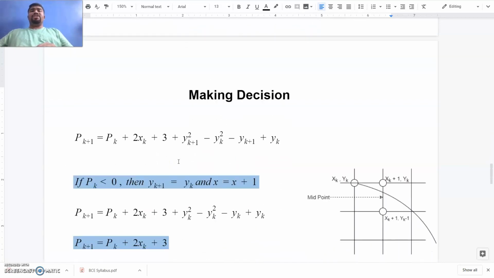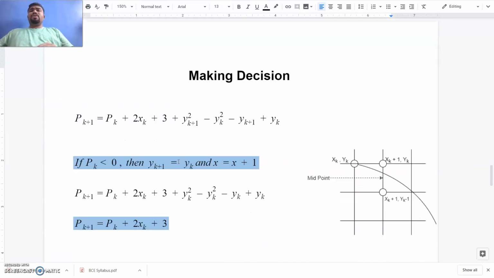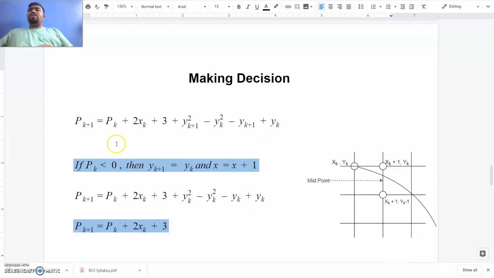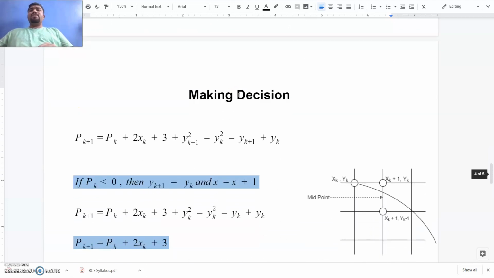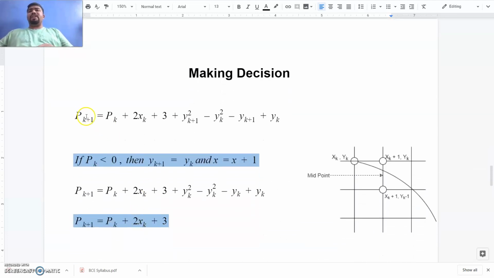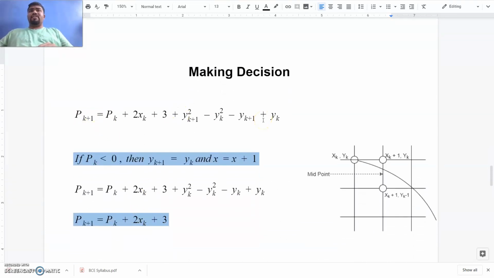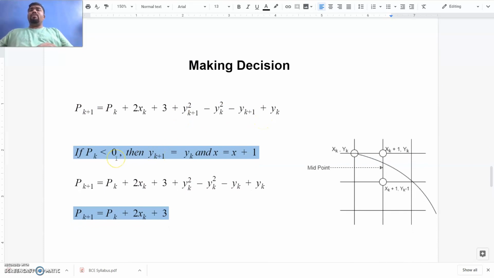So how to make a decision? To make a decision, we are going to be helped with this equation. We know this equation, p_{k+1}, that we have just derived before. Now let's see what happens if p_k is less than 0. If p_k is less than 0, that means the point is lying inside the circle. That means my circumference is above that midpoint, so it is closer to the upper point.